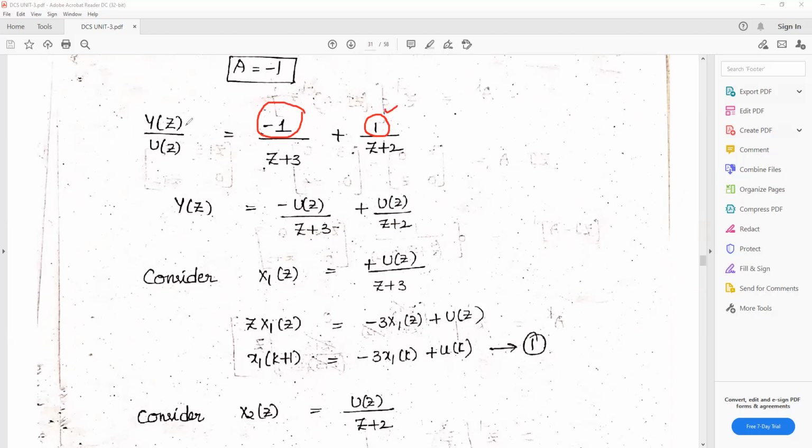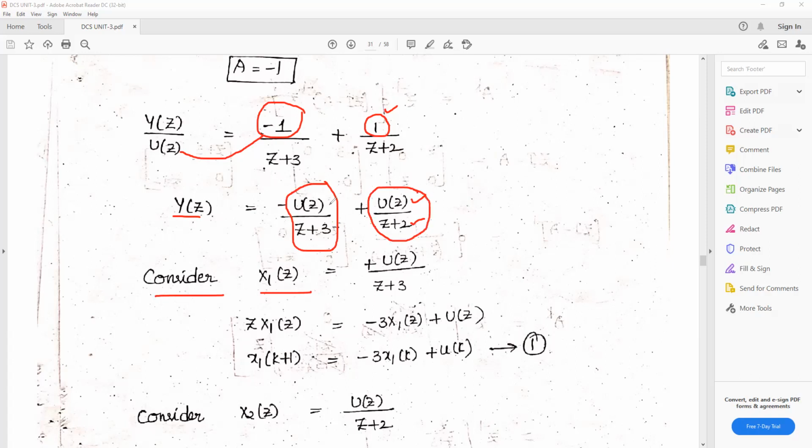So Y of z is equal to, U of z is sent to the right side. So Y of z is equal to minus 1 into U of z by z plus 3 plus U of z by z plus 2. Consider X1 of z, take from the X1 of z. This is take from the X2 of z. So this is the canonical form.